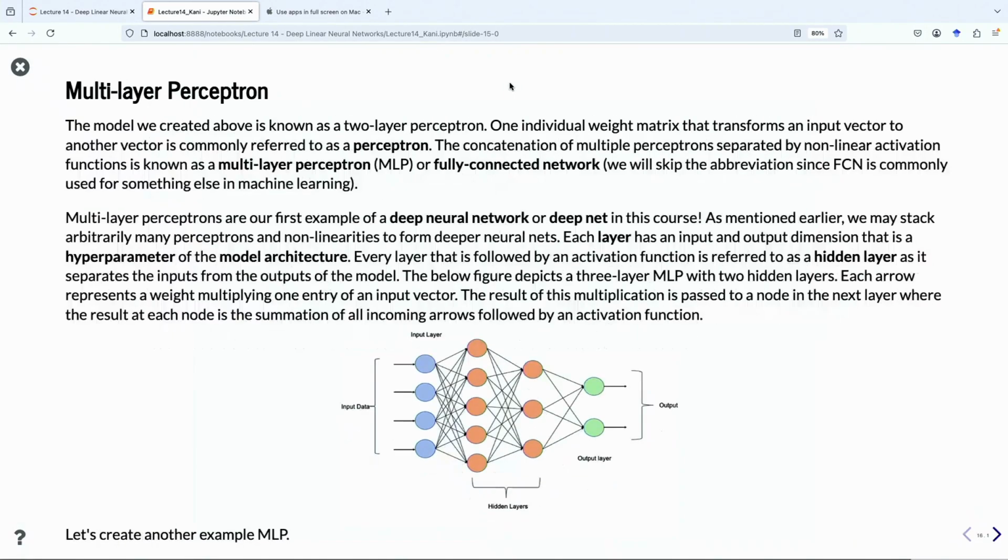All right, so now back to some definitions. The model we created is known as a two-layer perceptron. A perceptron is simply one of the layers. Similar to the diagram we showed above, a perceptron is simply one vector being fed into another vector and then transformed by some nonlinear activation function. That is what's called a perceptron.